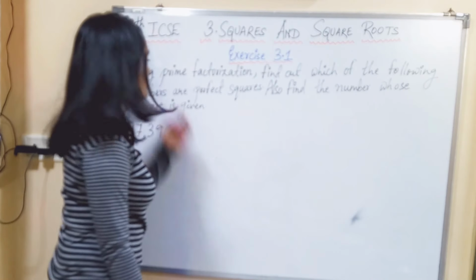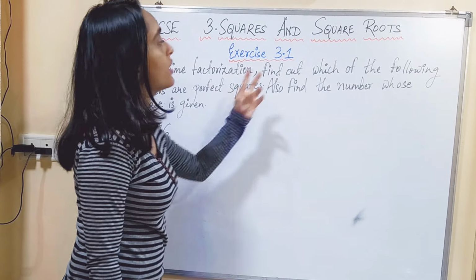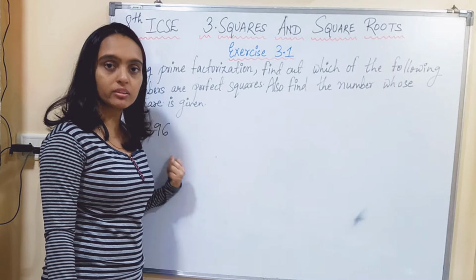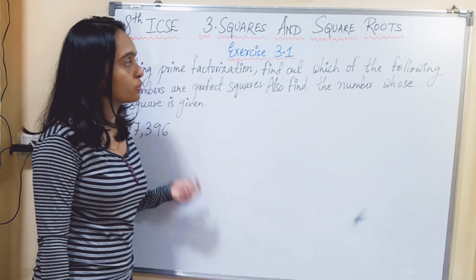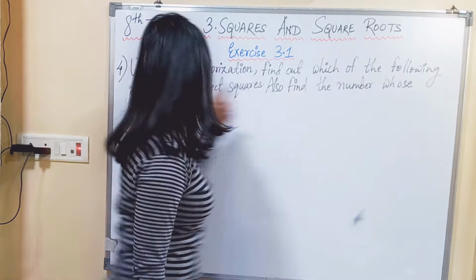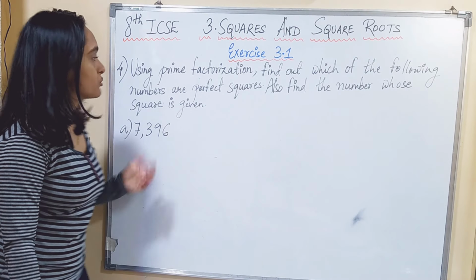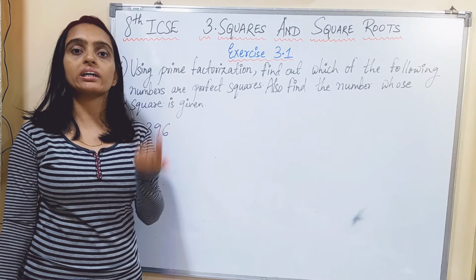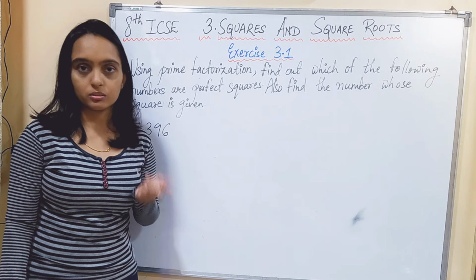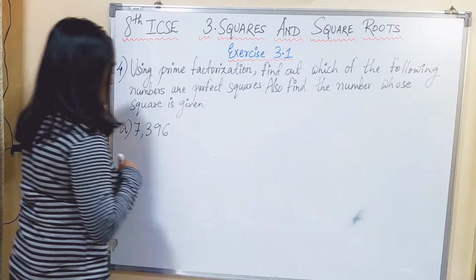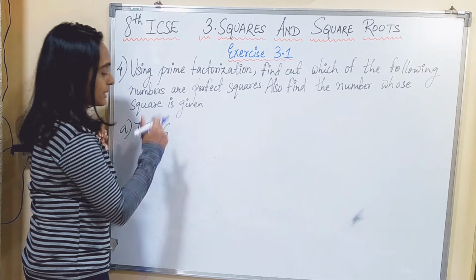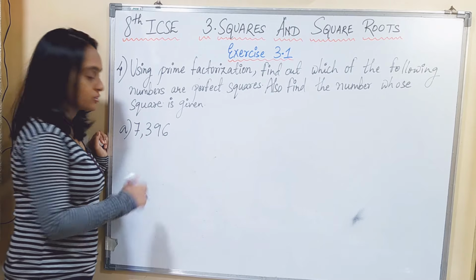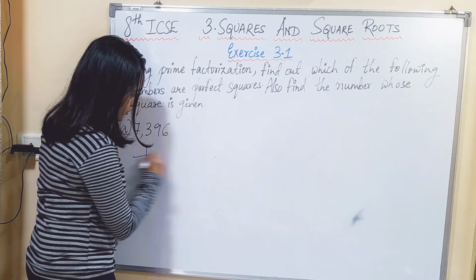The fourth question is, using prime factorization, find out which of the following are perfect squares. So first we have to check whether the given number is a perfect square or not. Also find a number whose square is given. So first we have to check whether it is a perfect square. If it is a perfect square, we have to find whose perfect square it is. Okay. So this is the question, 7396. First, by using the prime factorization method, we will find its factors.